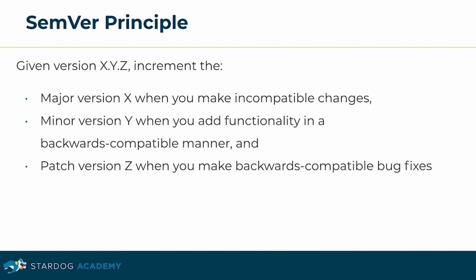The semantic versioning principle is as follows. Given a version X.Y.Z, you can increment the major version X when you make incompatible changes, the minor version Y when you add functionality in a backwards compatible manner, and the patch version Z when you make backwards compatible bug fixes.